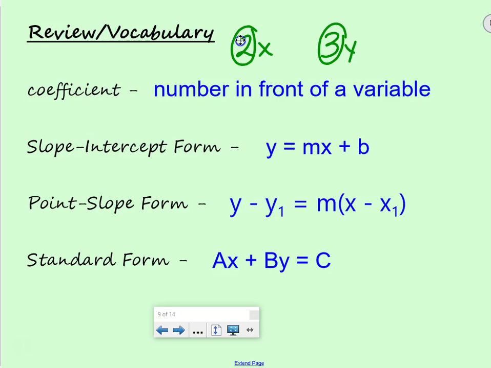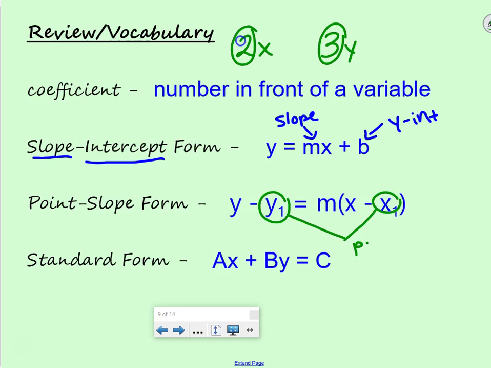Slope-intercept form is y equals mx plus b, where m is your slope and b is your y-intercept. So it makes up that name, slope-intercept. Point-slope form, we have our point, x1 and y1, and m is your slope. So it makes up point-slope form.